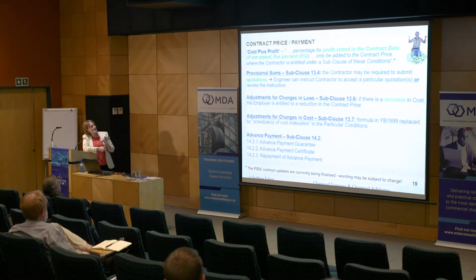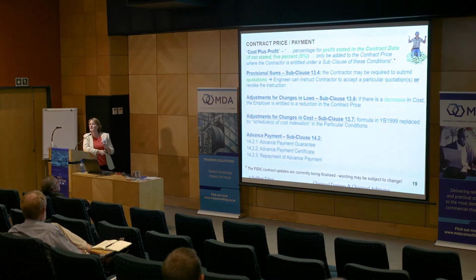And that leads me on to contract price and payment. We have a newly defined term called cost plus profit. And you'll be delighted to hear, I think, from what I've heard this morning anyway, that FIDIC believes that a reasonable percentage of profit is 5%.